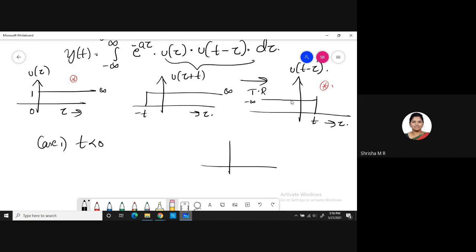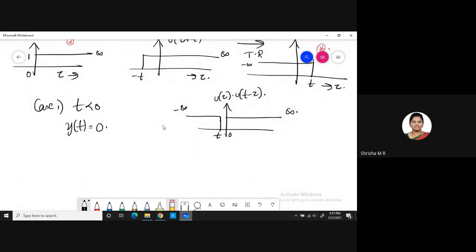You have u of tau, and if t is less than 0, you will have a waveform something like this. This will be u of tau into u of t minus tau. This is t. From minus infinity to t, it's existing, and our u of t is existing from 0 up to infinity. So what is the overlapping space? 0. There is no overlapping between this signal and this signal if t is less than 0. If t is some negative value, there is no overlapping space between these two. So y of t will be equal to 0. Okay. So is it clear, case 1?